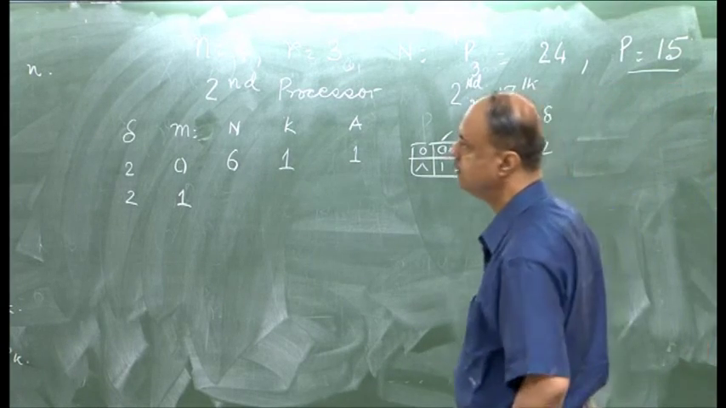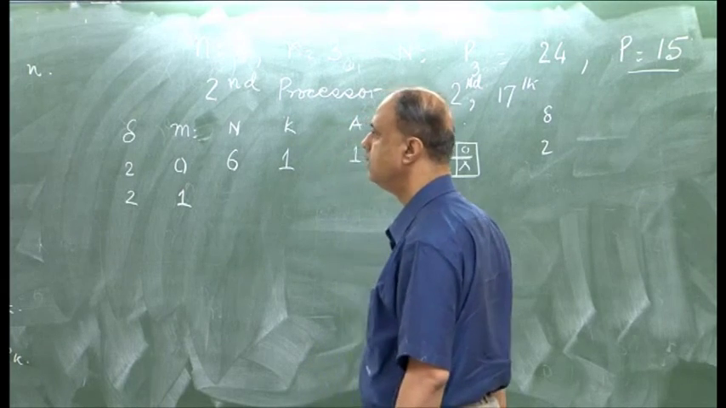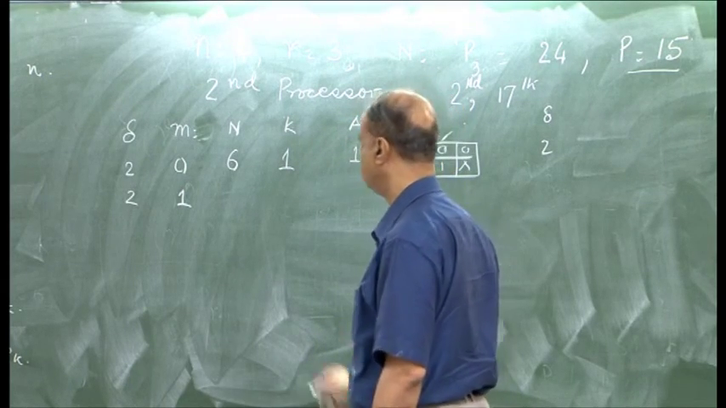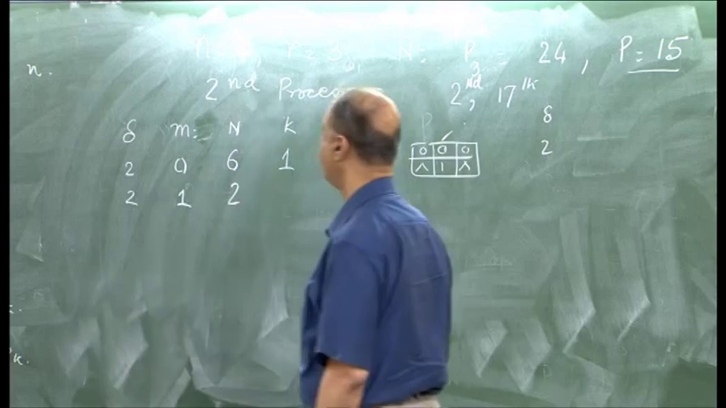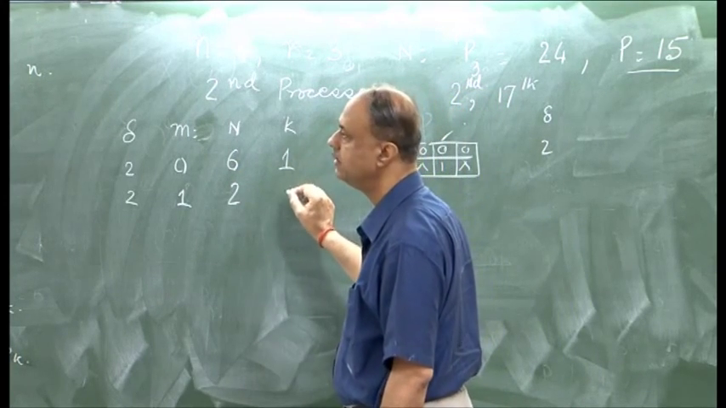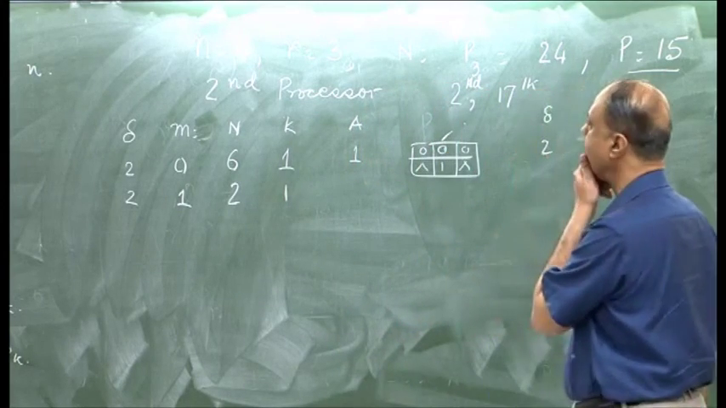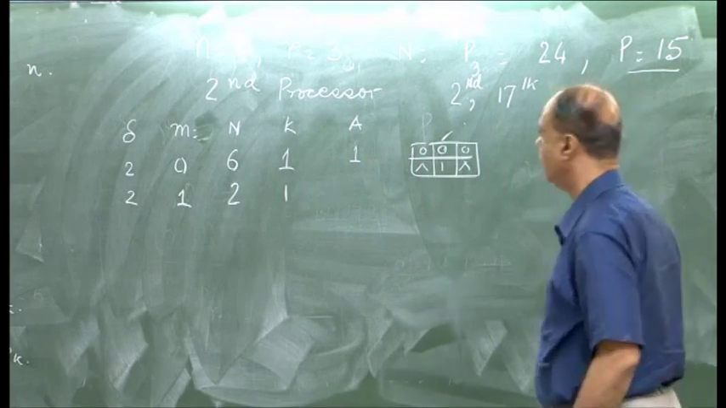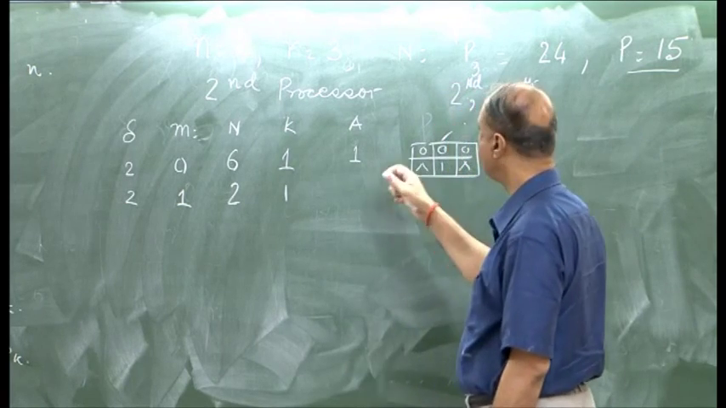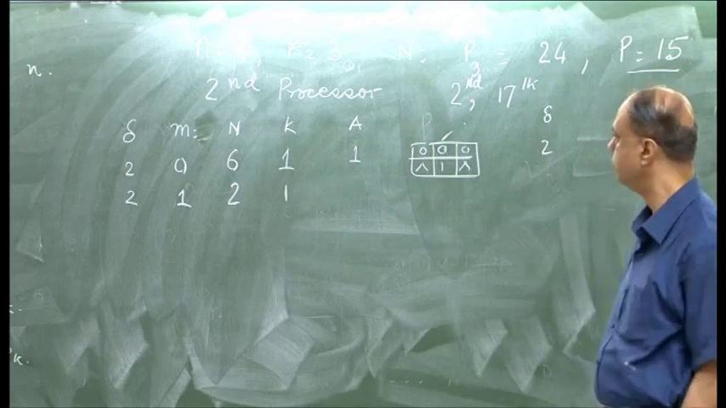N is 6 divided by 3, which is 2. What is the k value? Delta by 2 is 1. What is your A? A is now, you have to insert 1 here, k plus u.